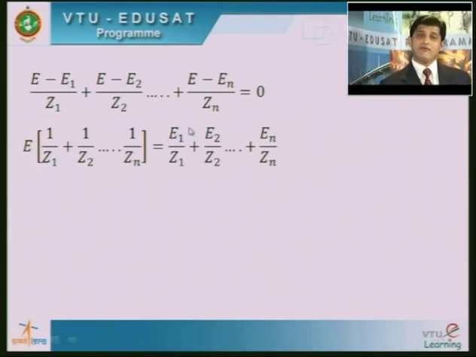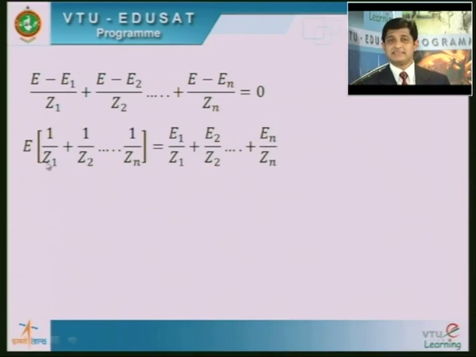Fine. So, now what we can do here, what is Z? Z is the impedance. What is inverse of that? Inverse of that is the admittance. How do we denote admittance? If Z is the impedance, admittance is denoted by Y.